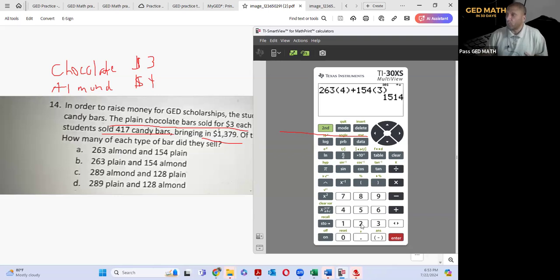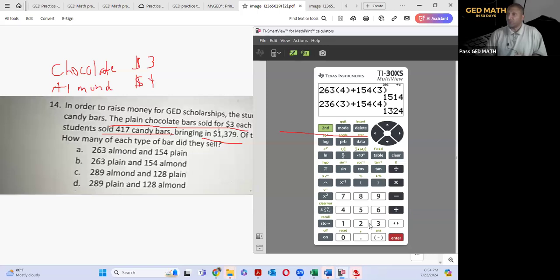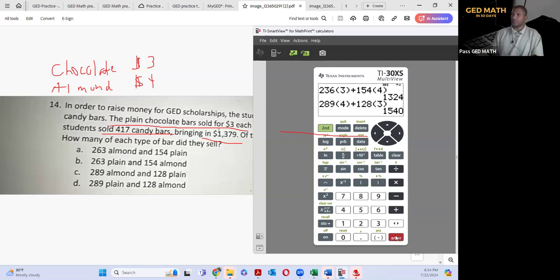So now I go to the second one. 263 times $3 this time because it's 263 plain, plus 154 times the price of the almond, which is $4. Did I get 1379? No. So it's not B. I go to C, 289 times the price of the almonds, which is $4, plus 128 times 3. I should get 1379. Let's try the next one.